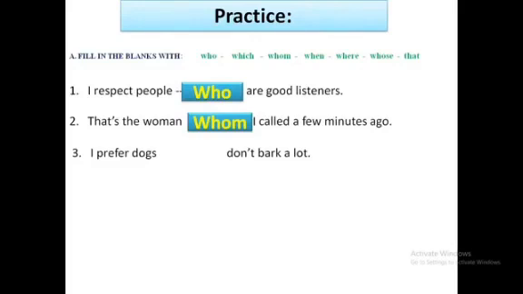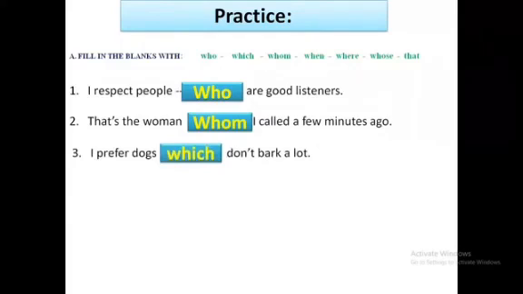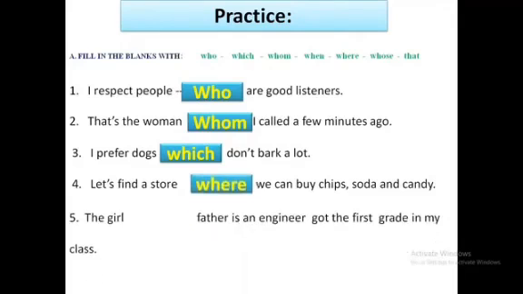Then: "I prefer dogs ___ don't bark." Dogs, animals, very good. So we say which don't bark a lot. The other example: "Let's find a store ___ we can buy chips, soda, candy." A store is a shop, so it's a place. Then we have to say where, because it is followed by a subject and it refers to a place. "The girl ___ father is an engineer got first grade in my class."